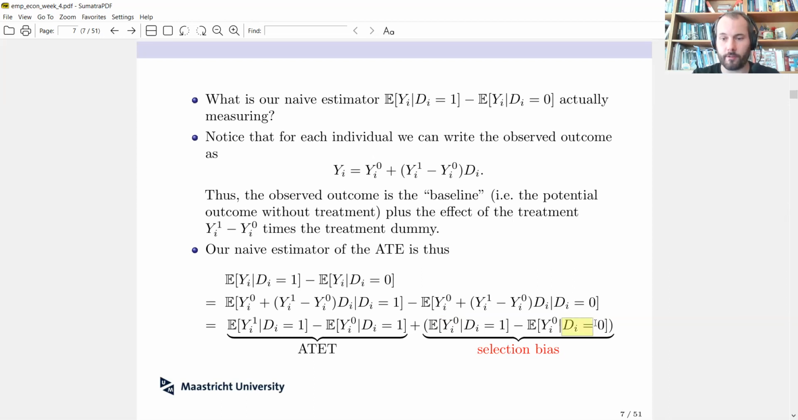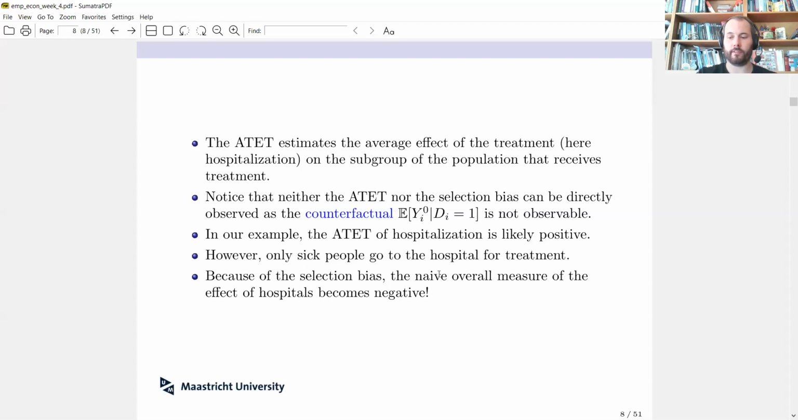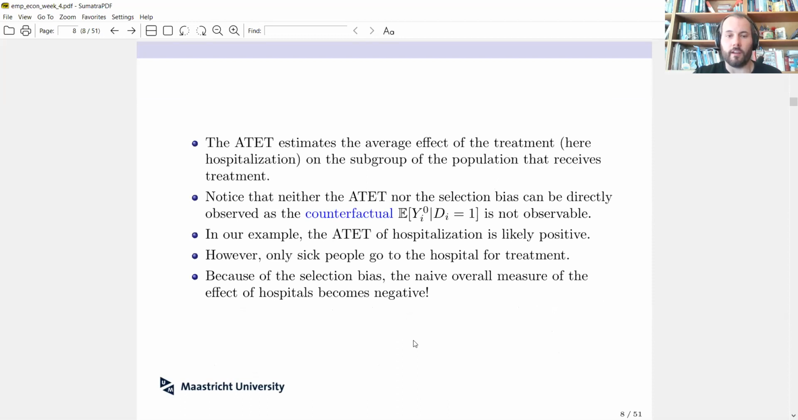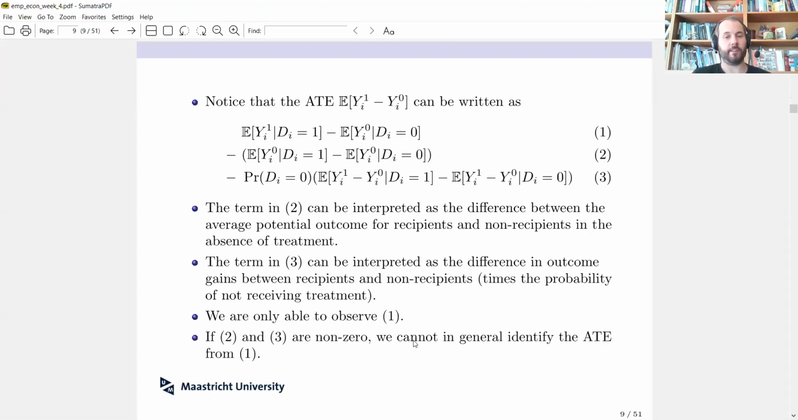The people in that group feel fine. There's no need to go to the hospital. The people in this group are really, really sick. They go to the hospital, and therefore their baseline health is different from the non-treated group's baseline health, and the selection bias will make the whole thing negative. This is what we see in our raw data: the people in a hospital have a lower health status than those that do not go to the hospital. This is because their baseline health status was different in the first place. So the naive comparison does not help us here.